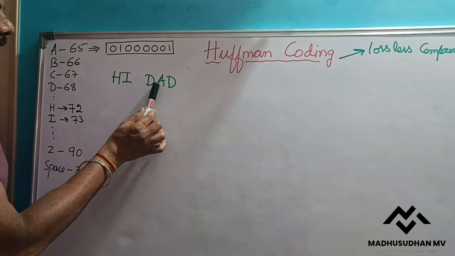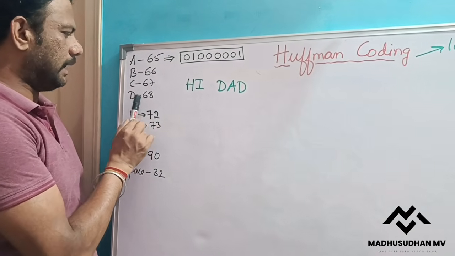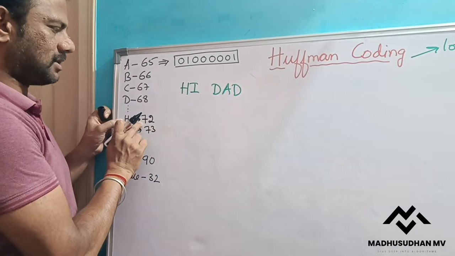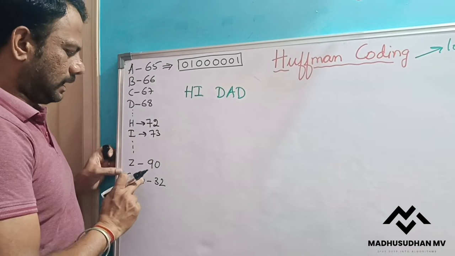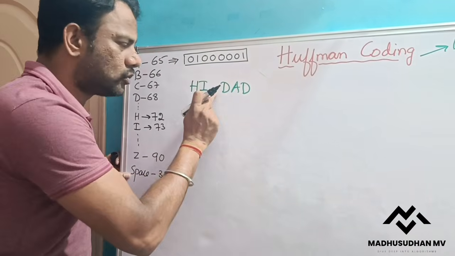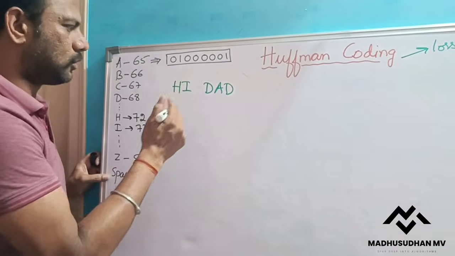So what are the characters used? For A, we know that 65 is written in binary. Similarly, for D it is 68. For H, the ASCII value is 72, and for I it is 73. Space is also one character, and it also has an ASCII value, which is 32. Let us decode this one.